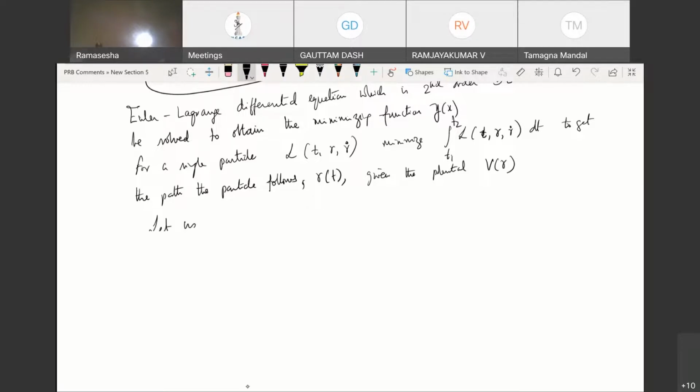Let us consider a harmonic oscillation. So what is the kinetic energy? That is equal to half m x dot squared. Let me see whether it will write it.